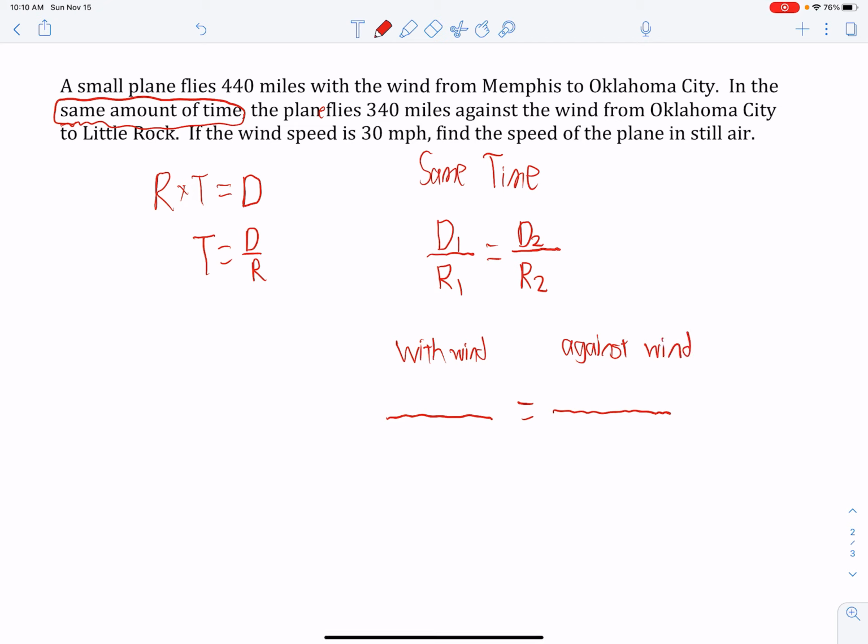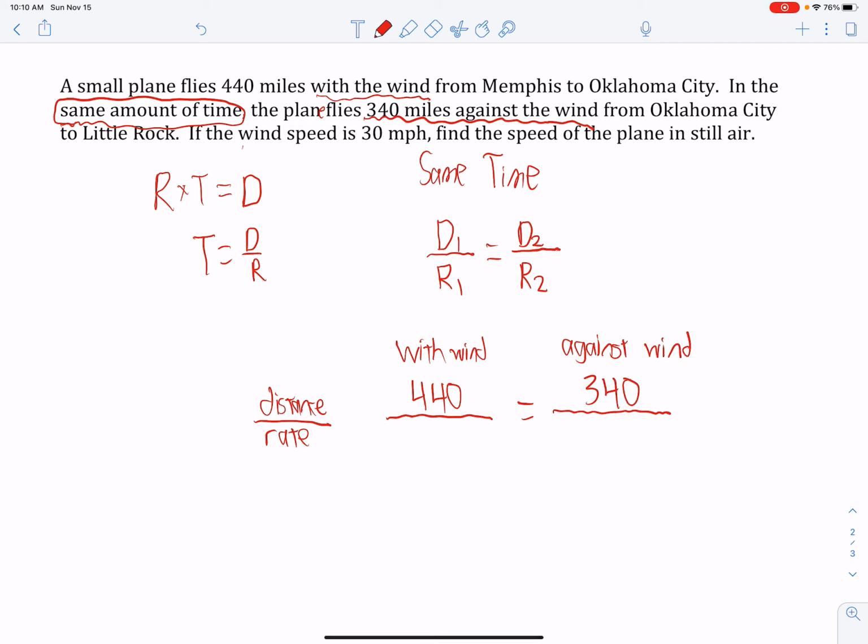All right. So for the first part, traveling with the wind, it flies 440 miles. So we'll put that for our distance. Remember, we're doing distance divided by rate for these fractions. So our distance with the wind is 440 miles. In the same time, it travels 340 miles against the wind. So the against the wind distance would be 340.